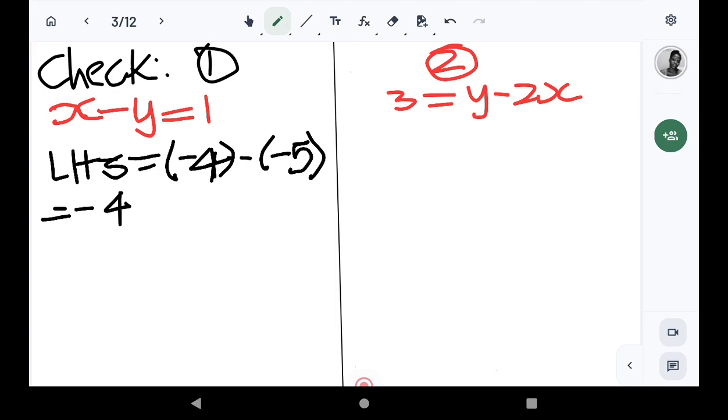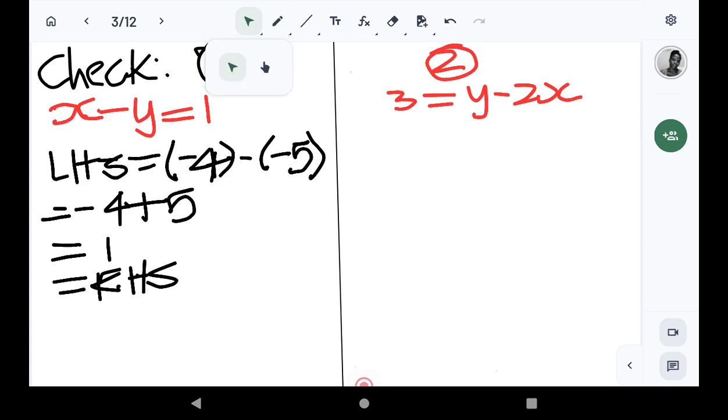Negative 5 minus negative 5, that is equals to plus 5, which gives us 5 minus 4, or minus 4 plus 5, that is equals to 1. And that is equals to the right hand side. Which right hand side am I talking about? This right hand side. This is the left hand side that we were checking by substituting back, and then it is equals to the right hand side.